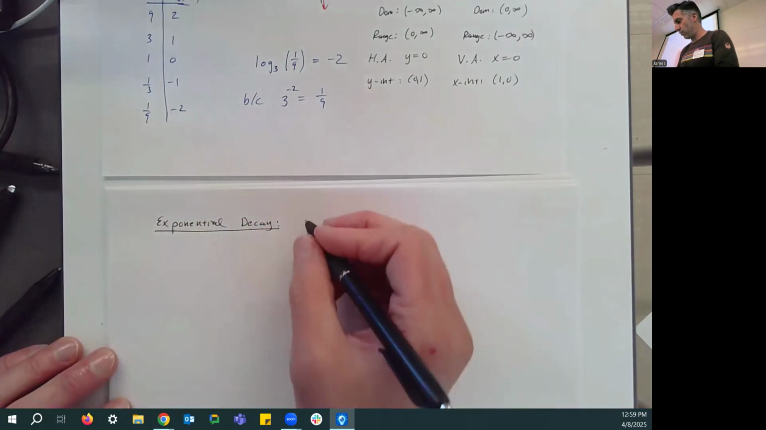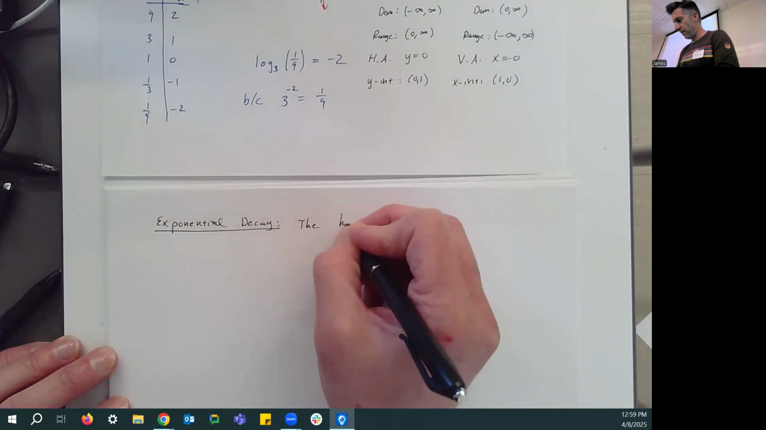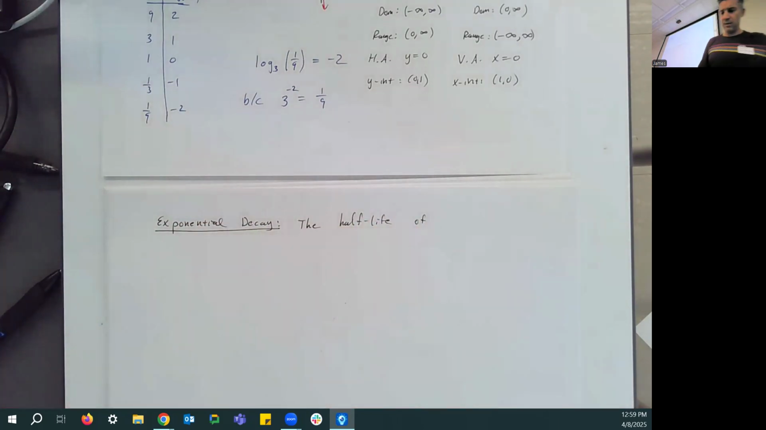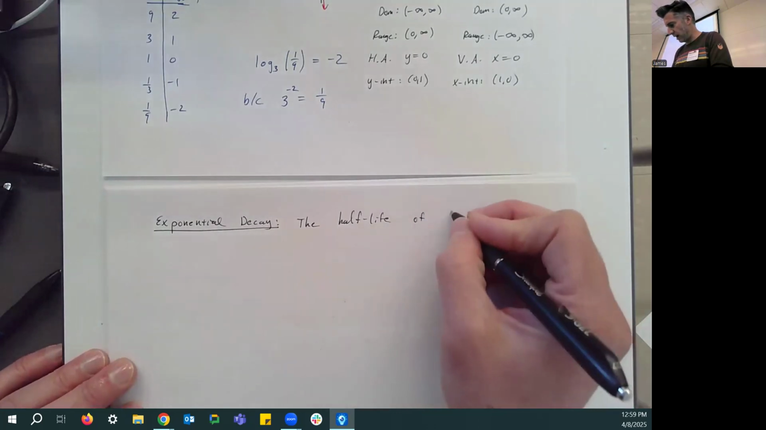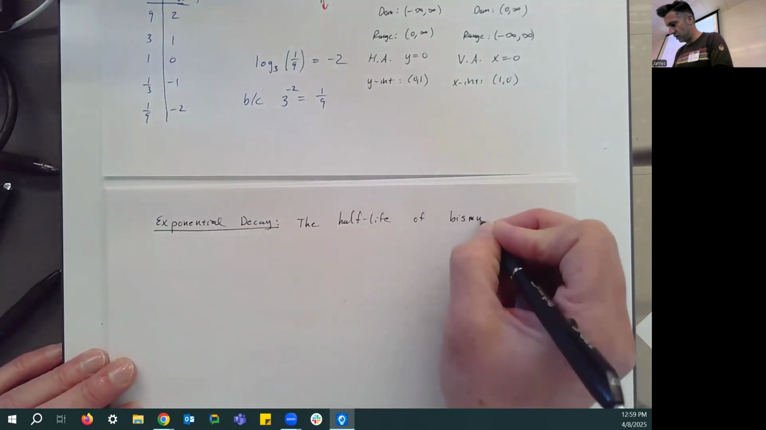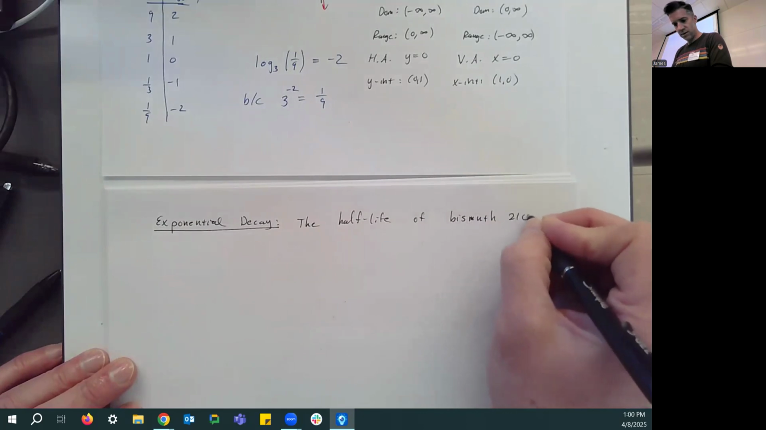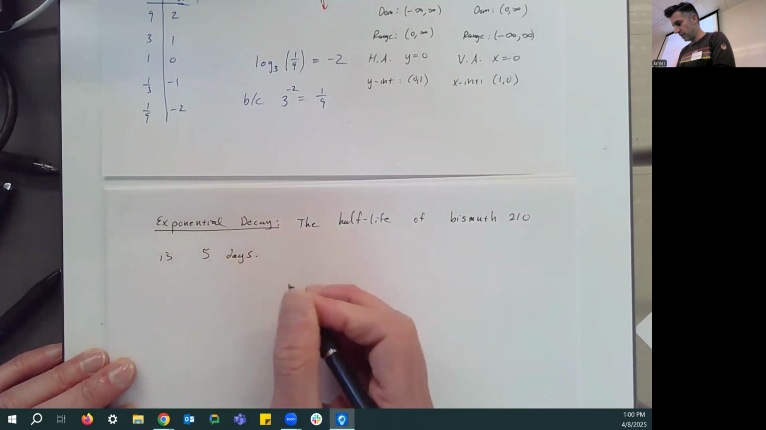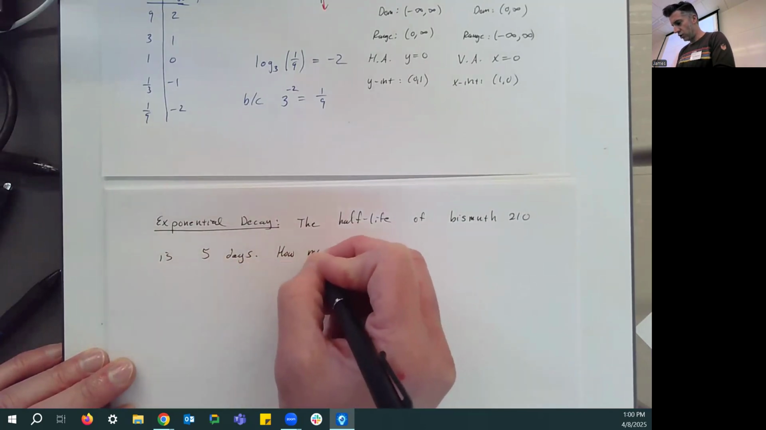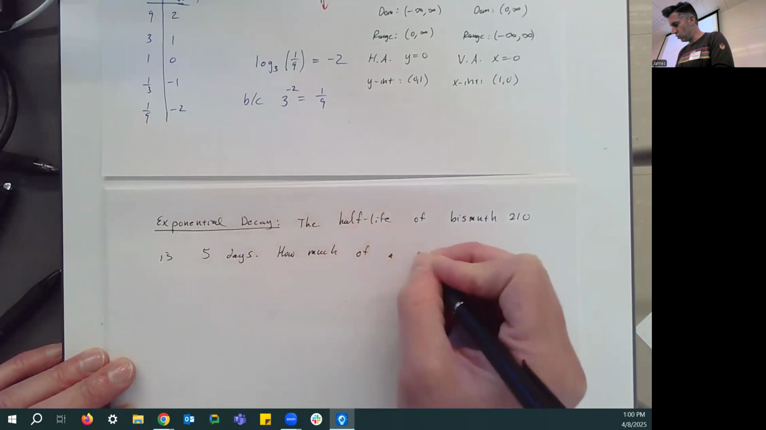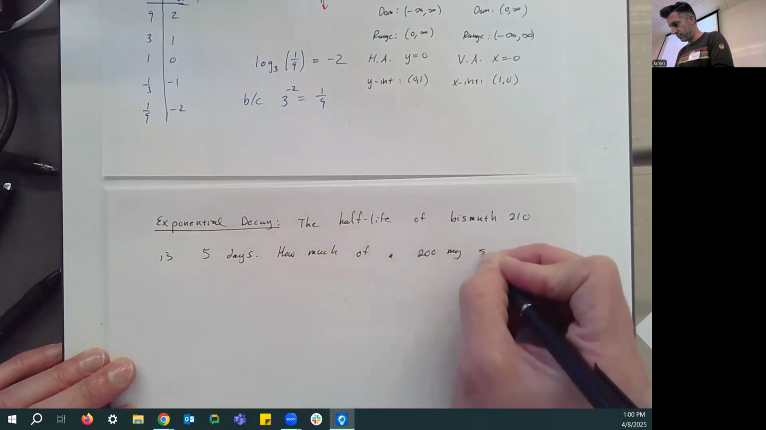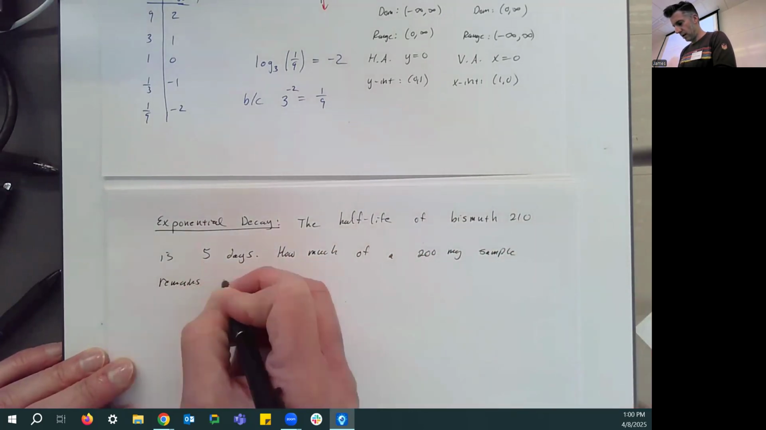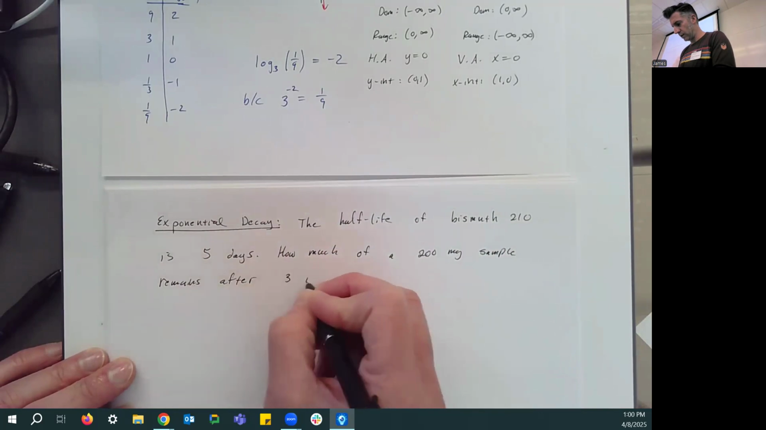So here's an example. The half-life of some element, bismuth 210, is 5 days. How much of a 200 milligram sample remains after 3 weeks?